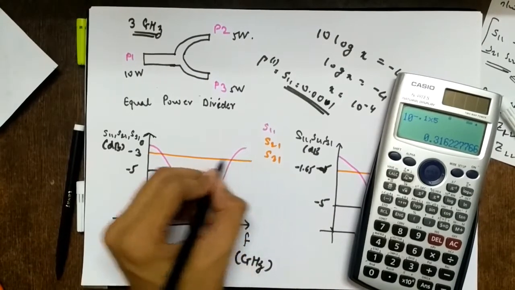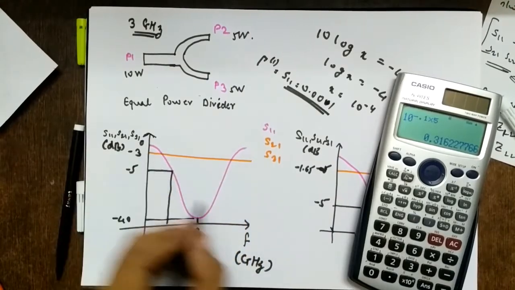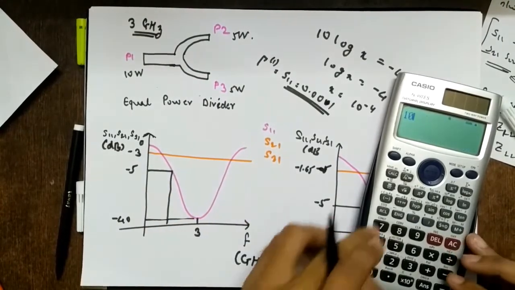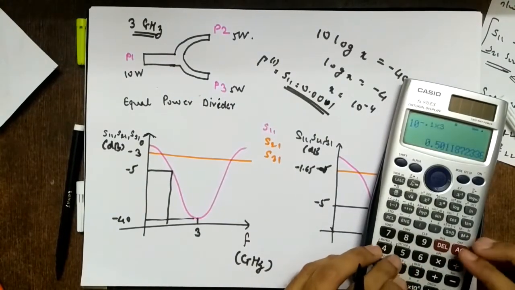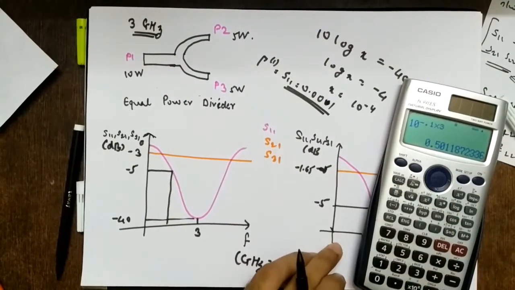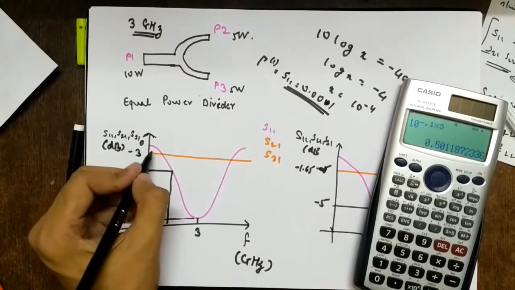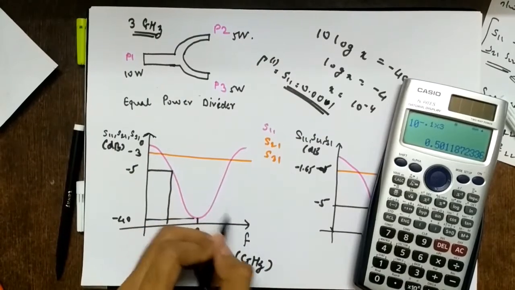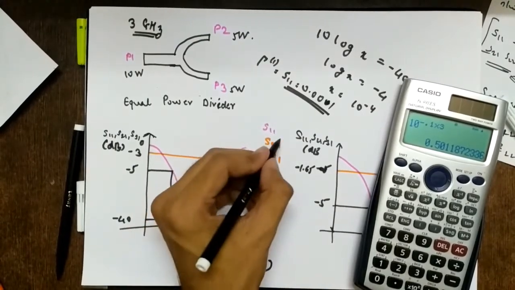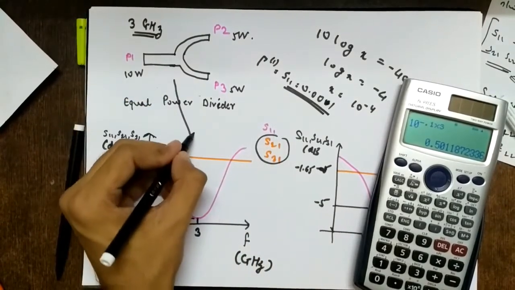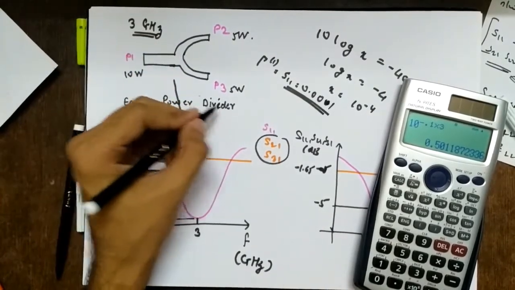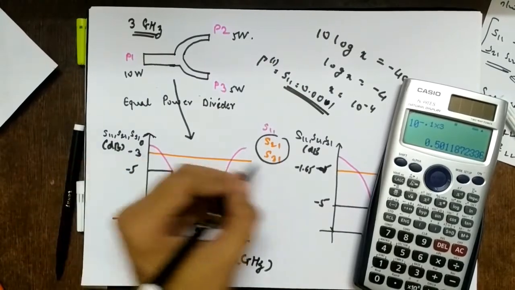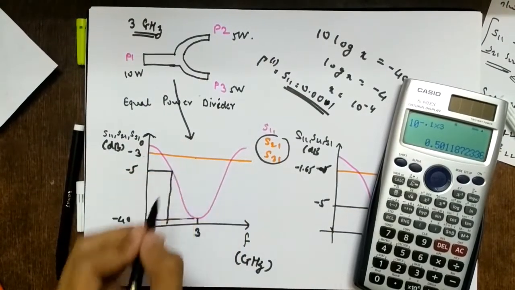Now let's come to S21 and S31. For this case, S21 and S31 are minus 3 dB. So let's calculate in normal scale: 10 raised to minus 0.1 into 3. How much is it? 0.5. So 0.5 means 50% into 100, meaning 50% of the power is transmitted at each port. So that's what we want. This is the graph for this network, an equal power divider. Minus 3 dB indicates equal power is divided, at 3 gigahertz, right?